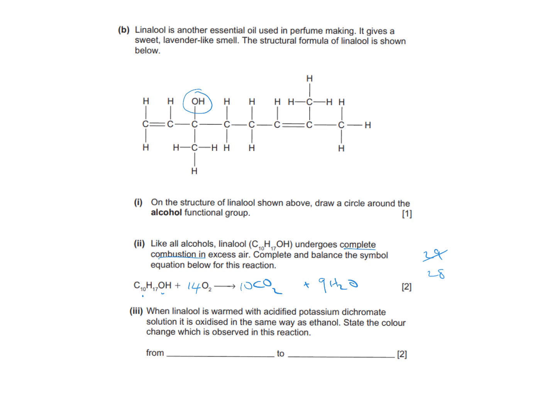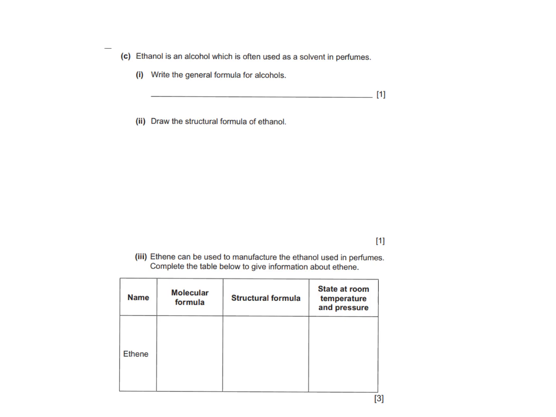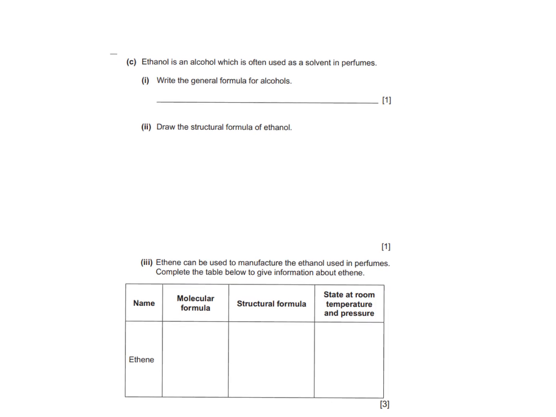Part 3, if we warm this with acidified potassium dichromate, the colour change is orange to green, because this alcohol will get oxidized to the carboxylic acid. See part 1, the general formula for alcohols. CnH2n+1OH. And then part 2 is asking us to draw the structural formula for ethanol.